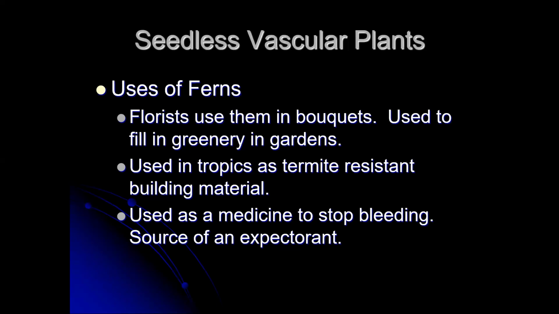Also, they can be used as a medicine to stop bleeding and as a source of an expectorant, which, as gunked up as my throat seems to be right now, I think I'm in need of. What is that? An expectorant is something that makes you want to cough up stuff that's in your upper bronchia, in your chest, your throat. It actually works, supposedly, two ways. It's going to thin out the mucus that's there, and I think that whole process also creates in you the urge to cough it up. Ooh, that's nasty and gross.